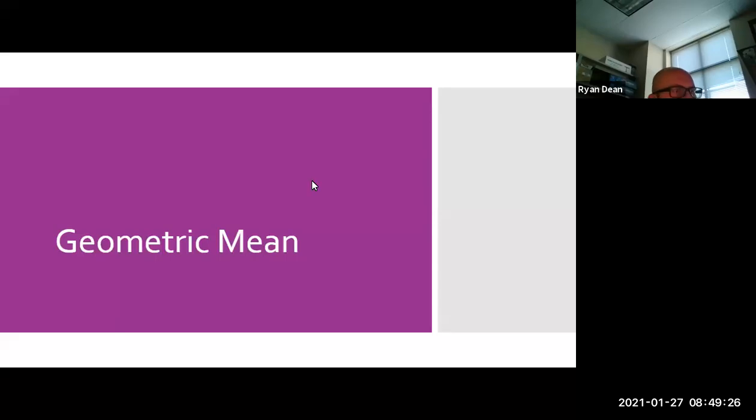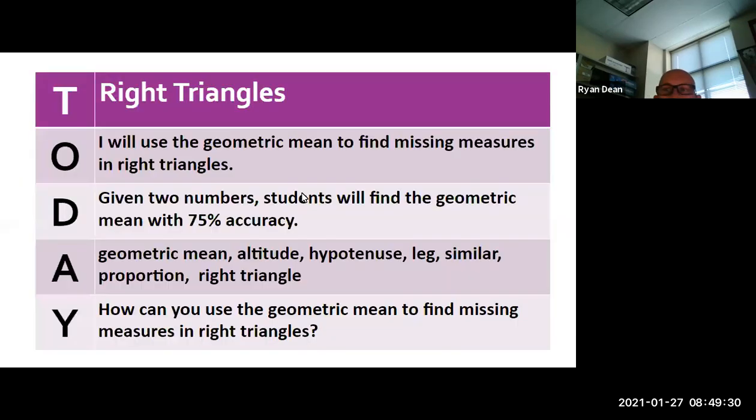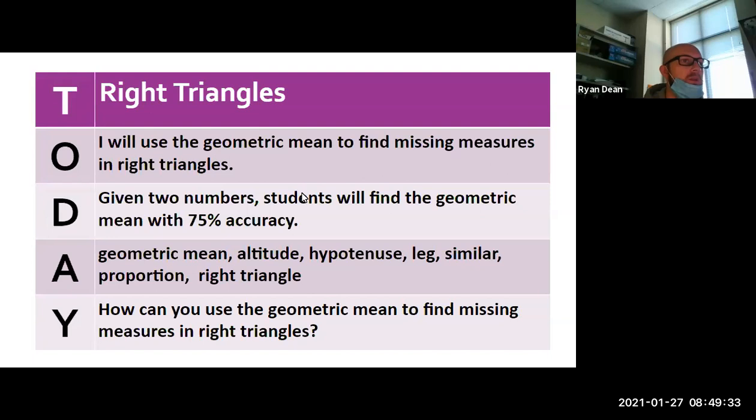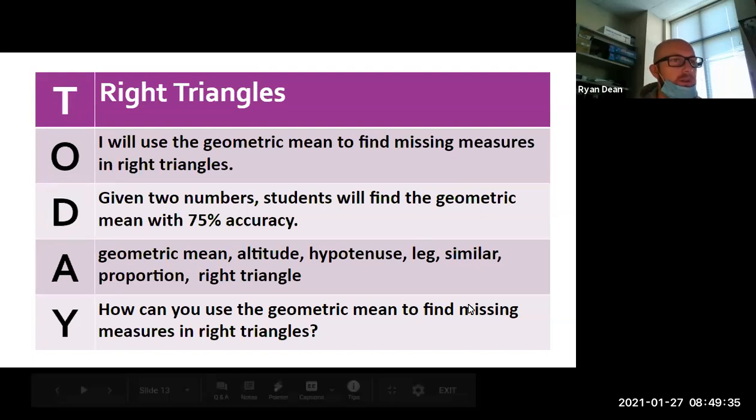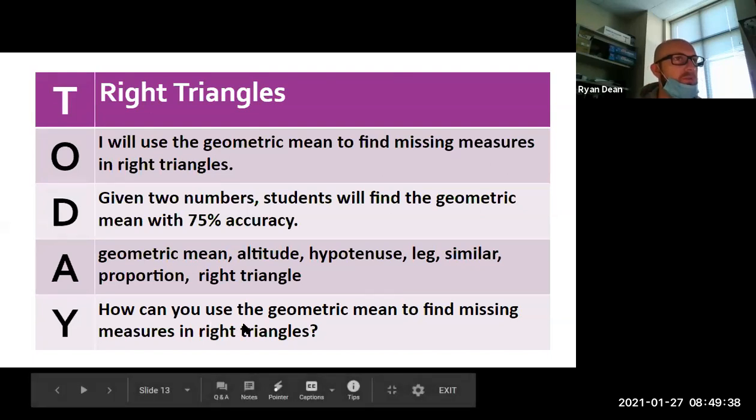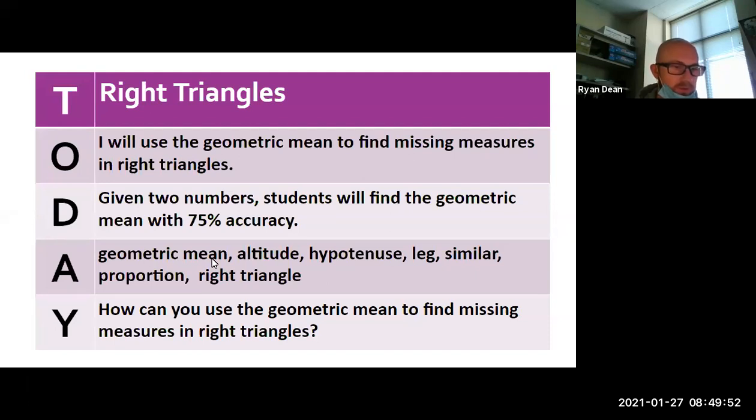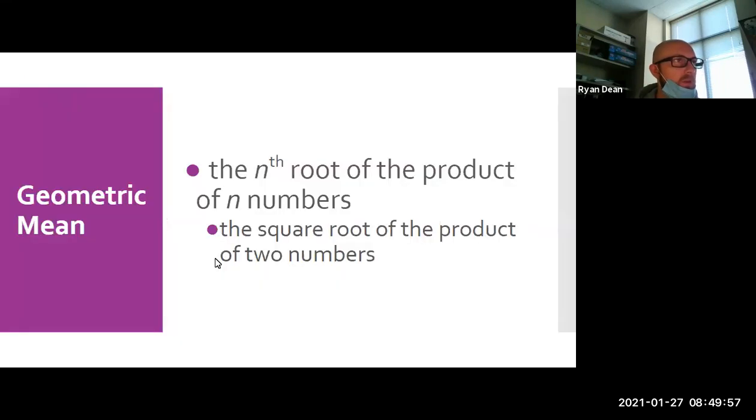All right, so we're going to talk about geometric mean today. The thing we're going to be focusing on here is how we can use it to find missing measures in right triangles. Again, this unit is mostly for right triangles, so that's what we're going to be using. We're going to be using methods to solve for missing things in right triangles, and this is going to be one of them. So what is the geometric mean?